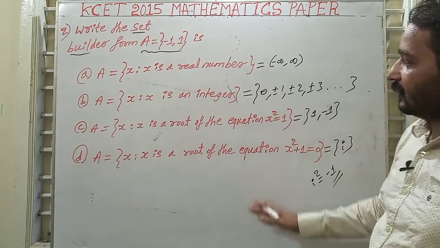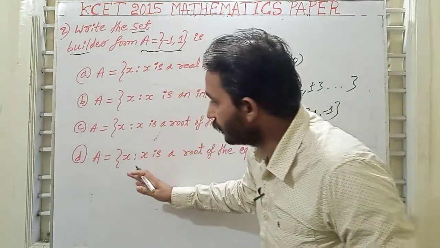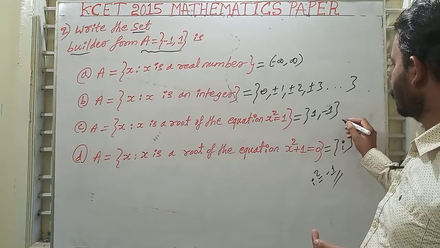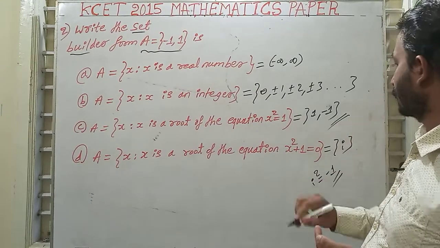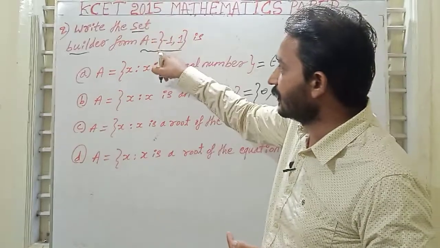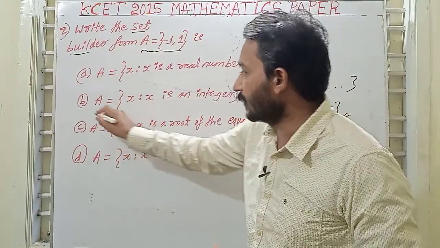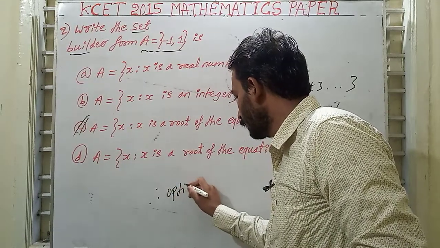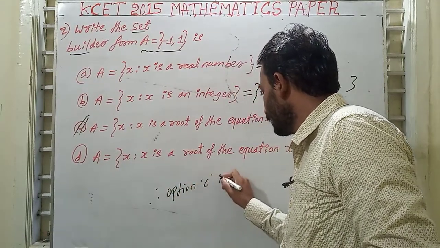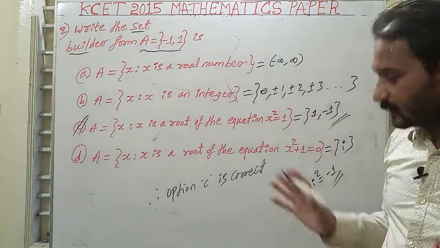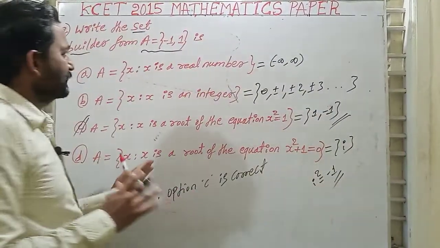So which among the 4 is correct? Option C is correct. Minus 1, plus 1: the roster form is given. What is the set builder form? Option C. Therefore option C is correct. So very easy problem. KCET, yes, very easy problem.